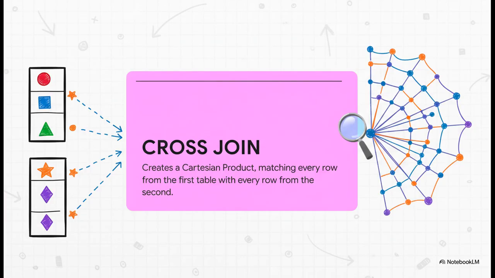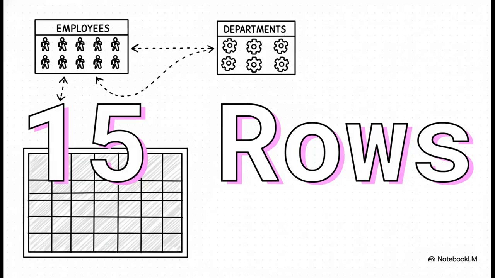Okay, let's switch gears to something wild. What if you didn't want to find matches at all? What if you wanted to generate every single possible combination between two sets of data? Well, for that, you've got the cross-join. It doesn't look for any connecting keys, it just pairs every row from the first table with every row from the second.